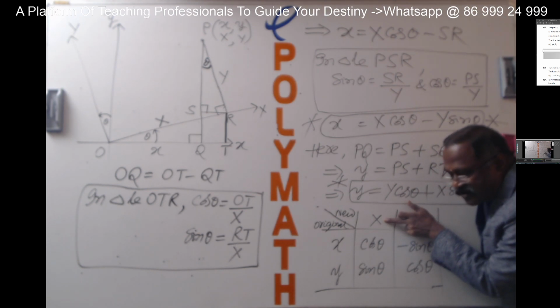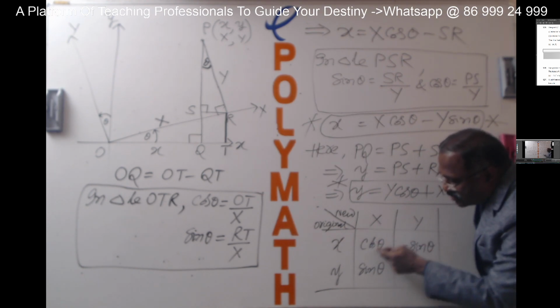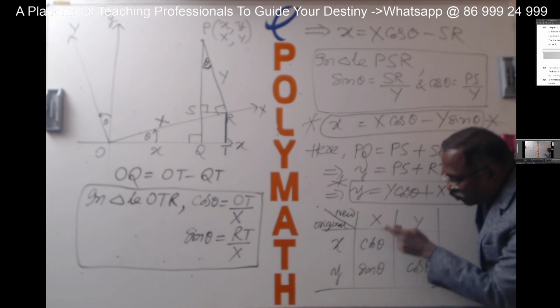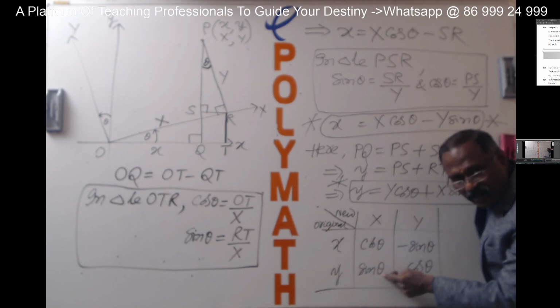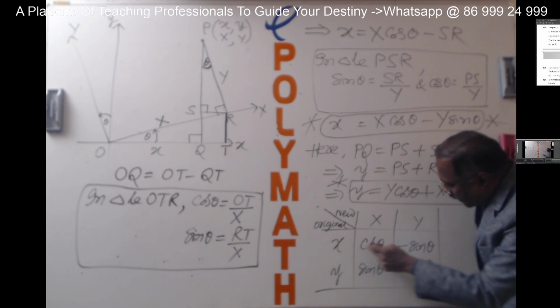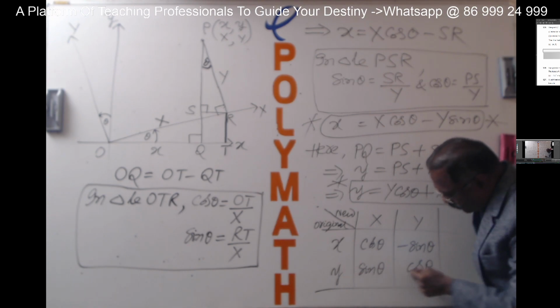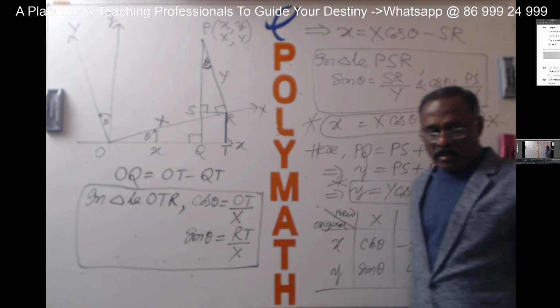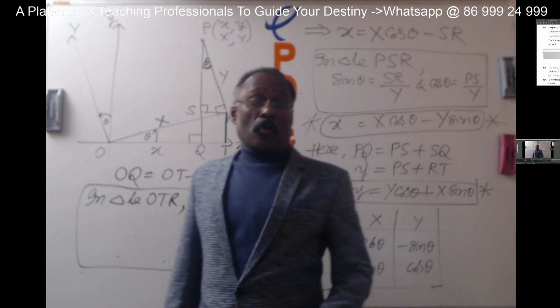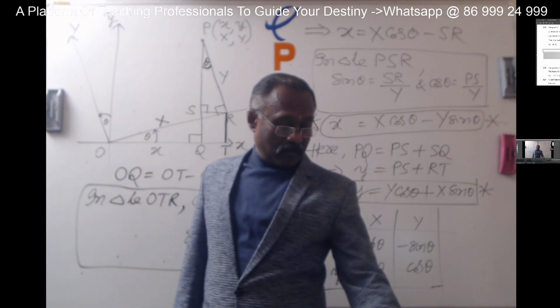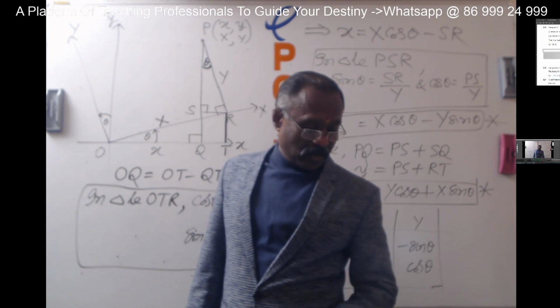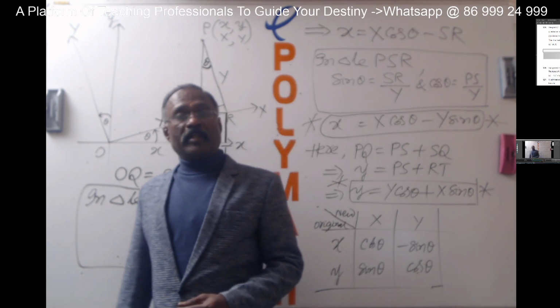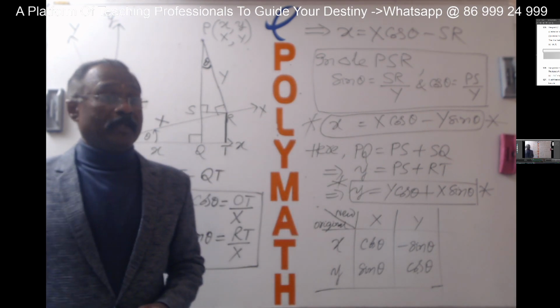If you want capital X, it is x cos theta plus y sin theta. Capital Y is minus x sin theta plus y cos theta. This is to be remembered in rotation of axis, please. In rotation of axis, the table is to be remembered.